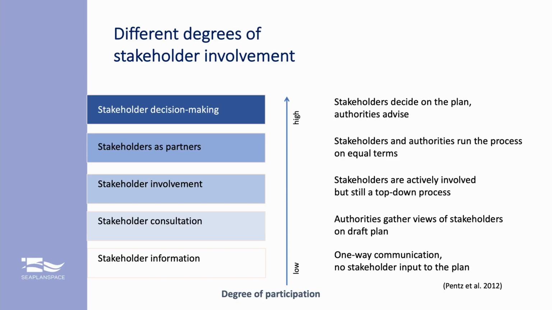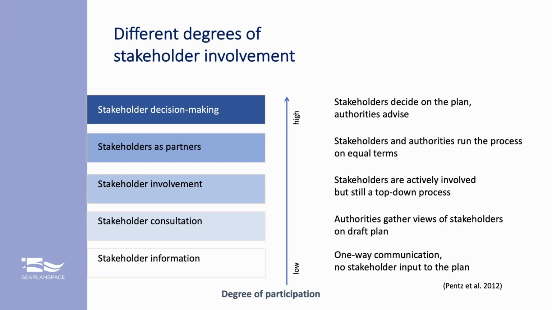However, countries differ in the degree to which they involve stakeholders in their maritime spatial planning process. If you see here the ladder of stakeholder involvement, you can see that the lowest level is to keep stakeholders informed, where it's really more or less a one-way communication, with stakeholders not really having a say in the input to the plan itself. What countries are often doing is stakeholder consultation, so that the authorities at least gather the views of the stakeholders on the draft plan, however without ensuring whether these views are taken on board or not.